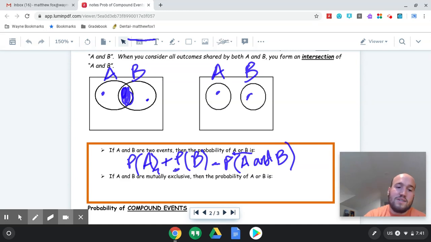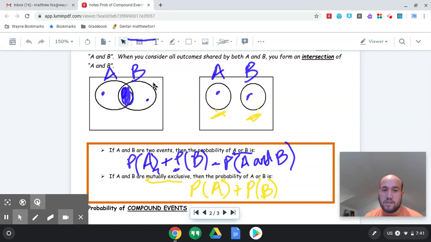Now, on the second one here, it says if they are mutually exclusive. Mutually exclusive means they are kind of in a world of their own. A doesn't mess with B, B doesn't mess with A, and as we look right here, A and B are totally separate. So to find the probability of A or B in this case, we can do just the probability of A plus the probability of B. We don't have to subtract anything out because nothing was double counted, because these two do not overlap at all.